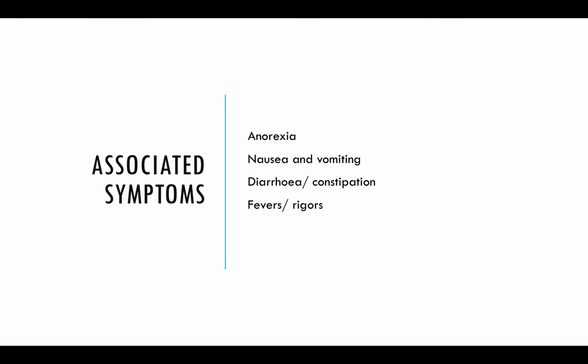Now, associated symptoms are important as well. So anorexia, which is basically the feeling of not wanting to eat. So we often ask, have you eaten? Do you feel hungry? Do you want to eat? Nausea and vomiting is important. If they have been nauseated, have they taken anything for it? Has it helped? If they have been vomiting, what was the vomit? Was it just food? Was it just liquid? Is there bile in it? Is there any blood in it? If there is blood in it, clarifying the blood. Is it specks of blood?